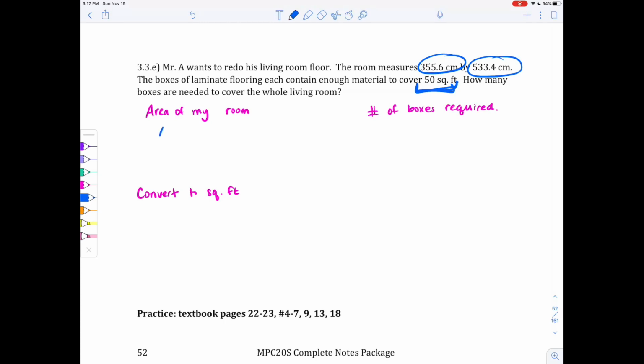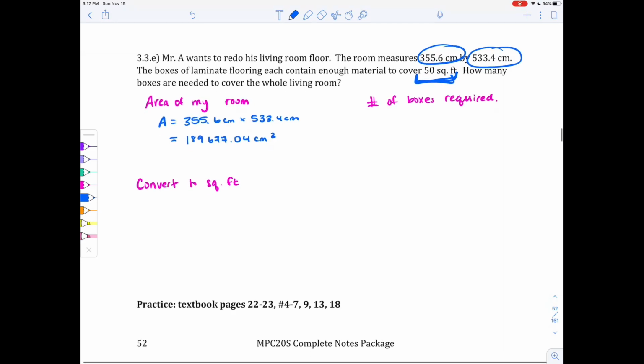All right. So to kick things off, my area, because again it's a rectangular room, is length times width, is 355.6 centimeters times 533.4 centimeters. When I multiply that, I end up with 189,677.04 centimeters squared. Now I'm going to convert that to square feet.